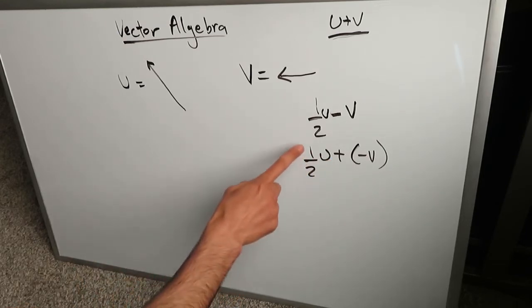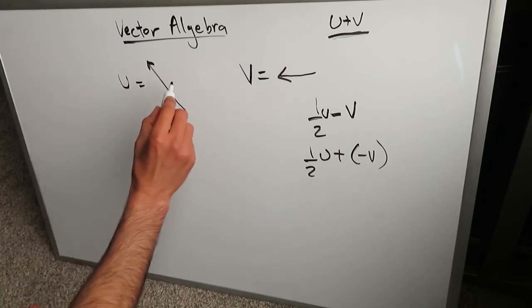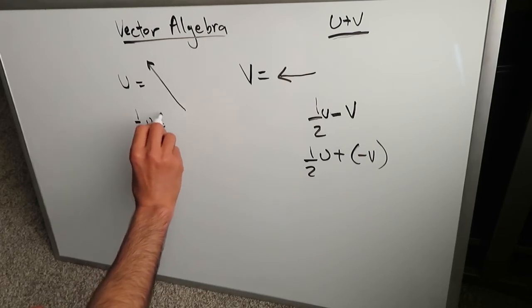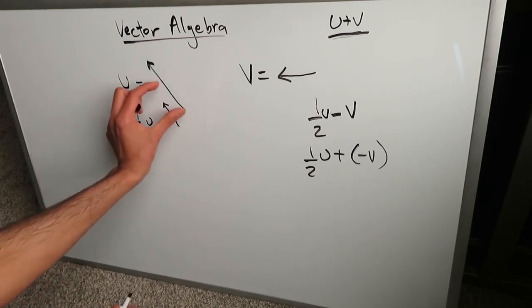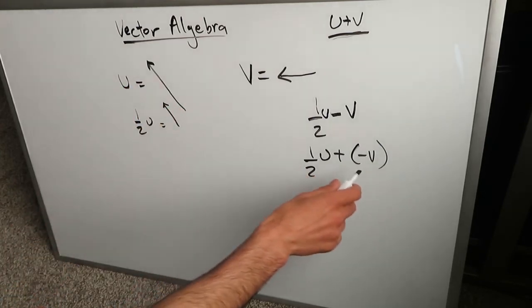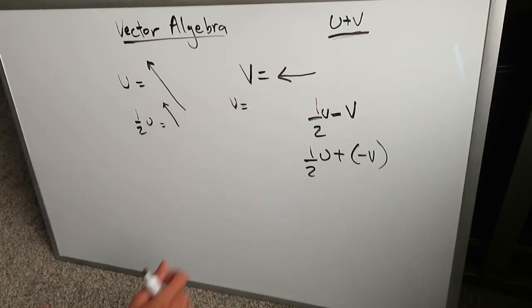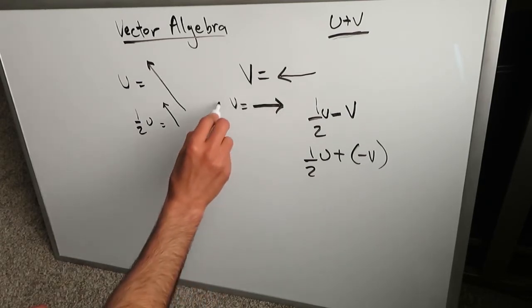The first thing we want to do is generate a half u. If this represents a full u, you know what a half u is going to be, right? A half u is going to be half of that, but with the same inclination, meaning the same angle, but half of it. What does a minus v look like? If this represents v, a minus v will be a vector of the same length but in the opposite direction. Same length and the opposite direction.